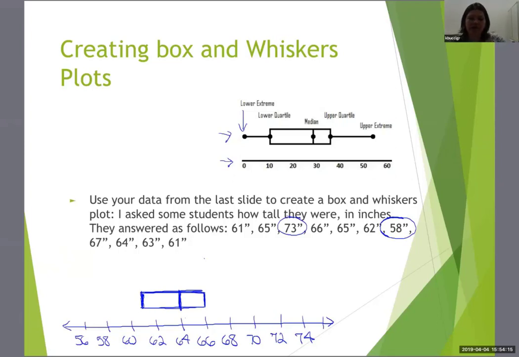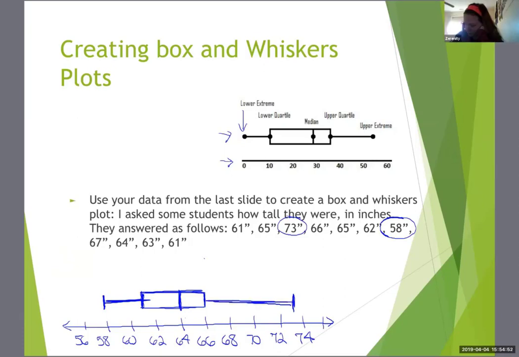And then my whiskers show me my max and min, so my numbers on the outside. So let's see, my minimum height in this particular class is 58. So that kind of made for a little bit of a short whisker on that side. And my maximum, I mean, is, well, what's the highest number in this set? 73. Way out here. Longer whisker that way. Okay, is everybody cool with that?